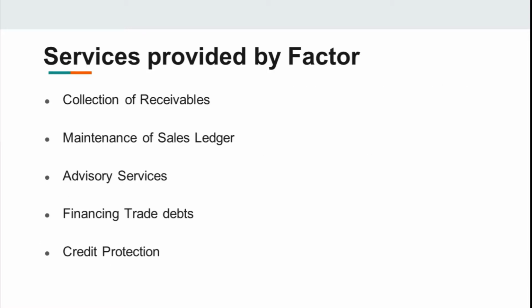Let's move forward and have a look at the services provided by a factor. So these are some of the services which are provided by a factor. It is collection of receivables. This is the main service, as we have seen that on collecting the invoices, the factor becomes responsible for collecting the amount due from the debtors on behalf of the seller.